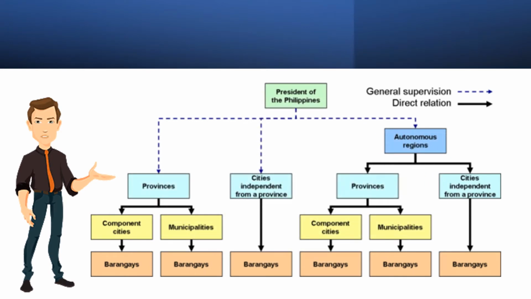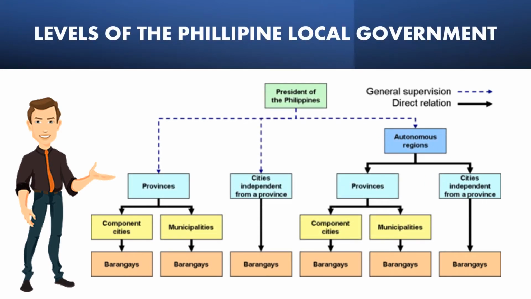Let us talk about the levels of the Philippine local government, starting with the President of the Philippines. The President has general supervision on provinces just like Ilocos Sur. The President also has general supervision on cities independent from a province like Dagupan City and autonomous regions like the Bangsamoro Autonomous Region in Muslim Mindanao. Now under provinces, they have direct relation to component cities and municipalities, which also have direct relation to barangays under their jurisdiction. For the cities independent from a province, it has direct relation to its barangays.